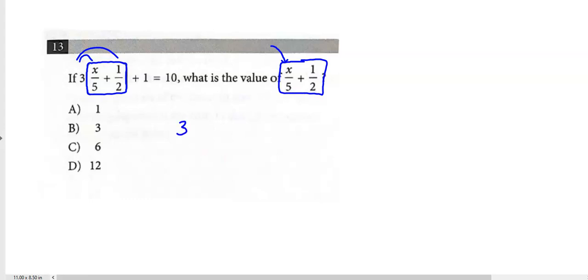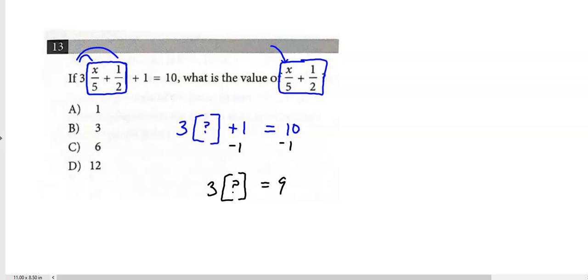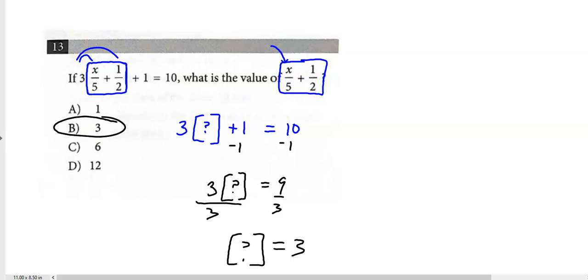Think of it as 3 times this big old box of I don't know what, added to 1 equals 10, and just treat it like an algebra problem. If 3 times something plus 1 is 10, to solve that, you minus 1 from both sides, and I get 3 times something equals 9, and then divide both sides by 3, and I'm like, oh, that big old box of something equals 3. And that's all they want. They don't need to know what x equals. So that whole expression there must just equal 3.